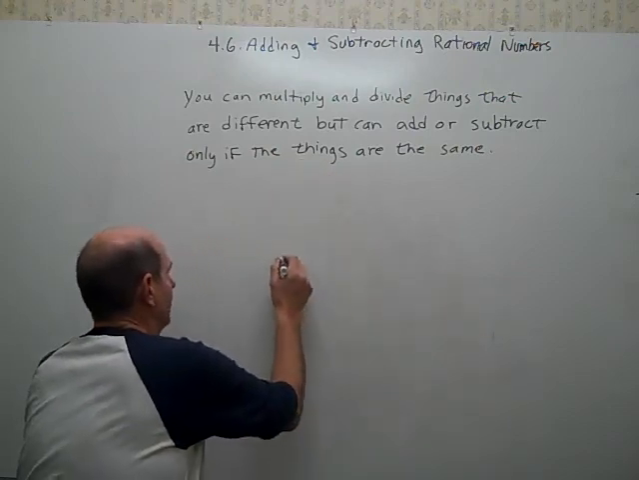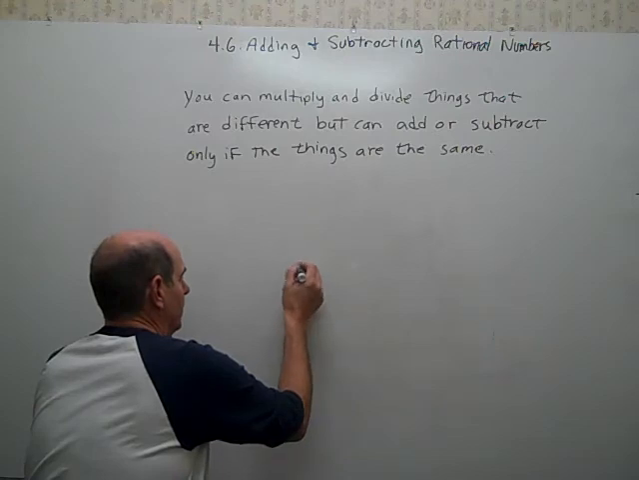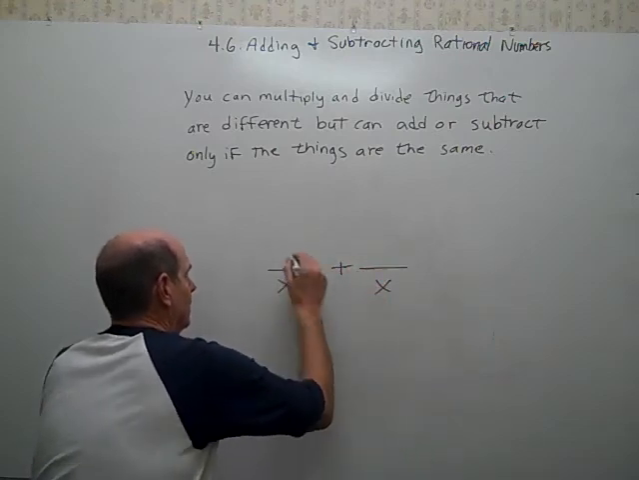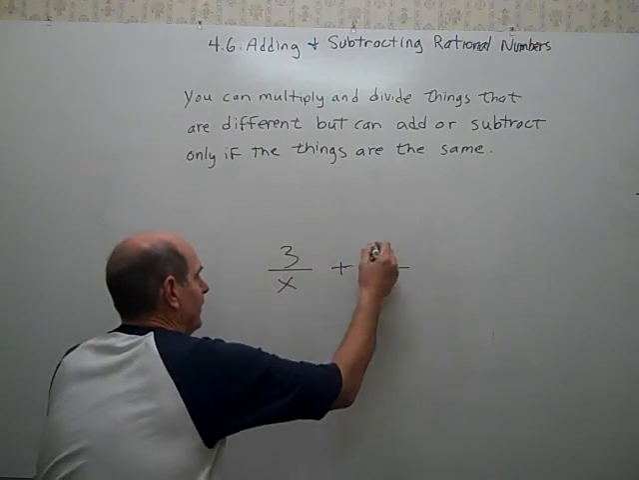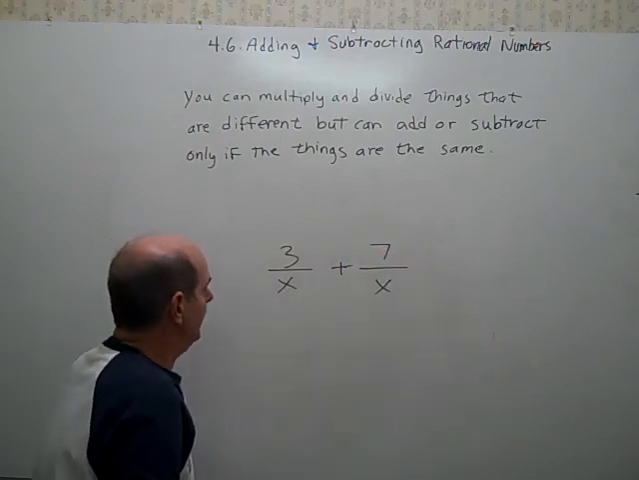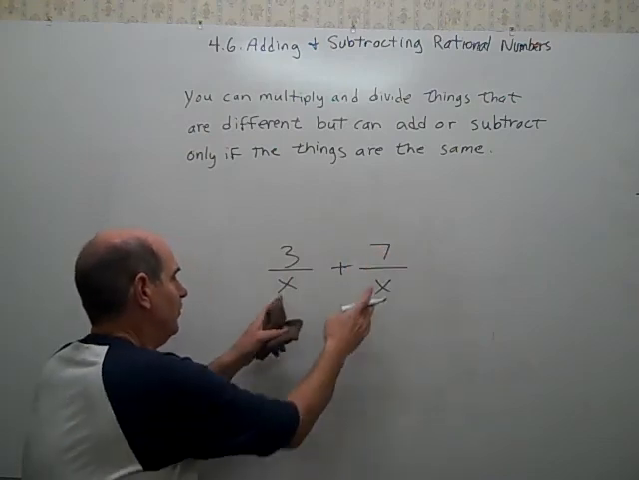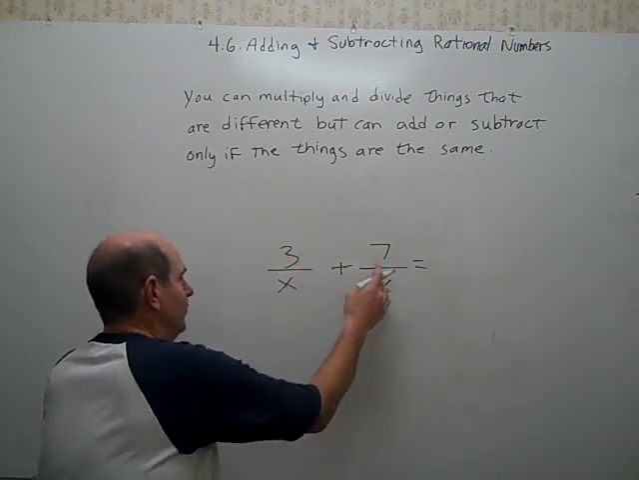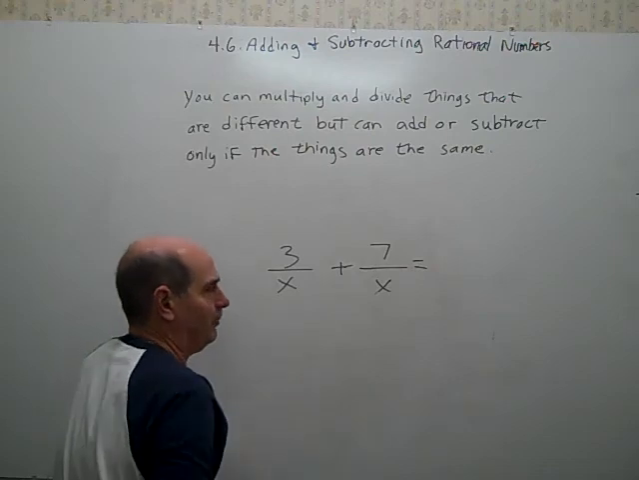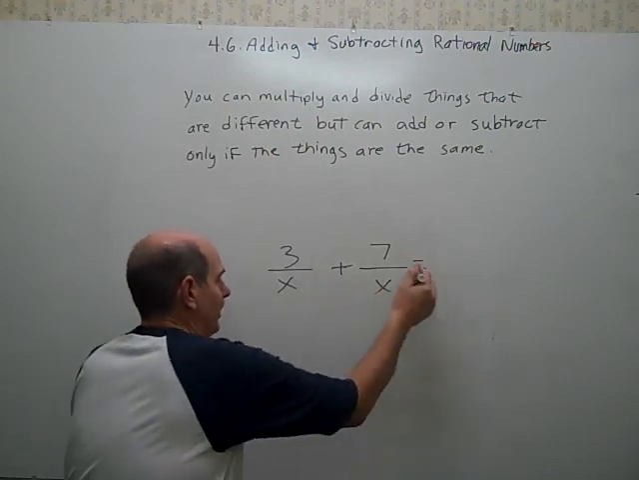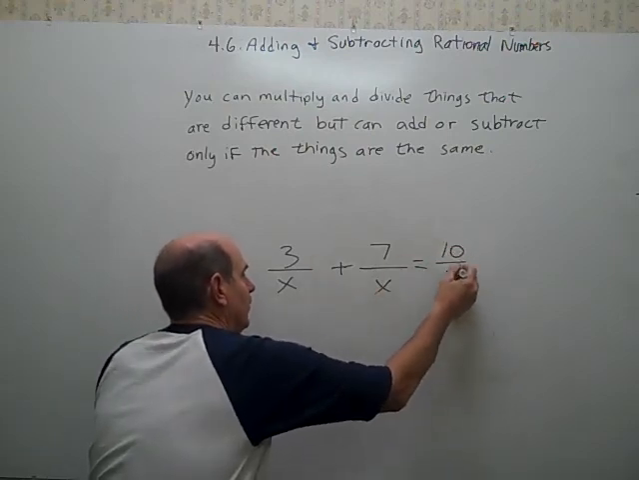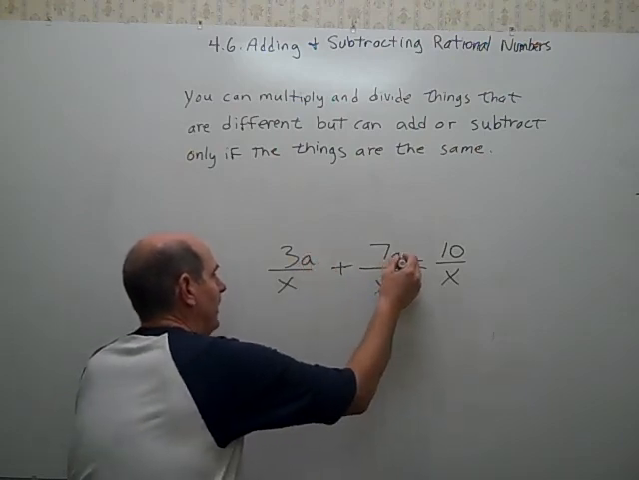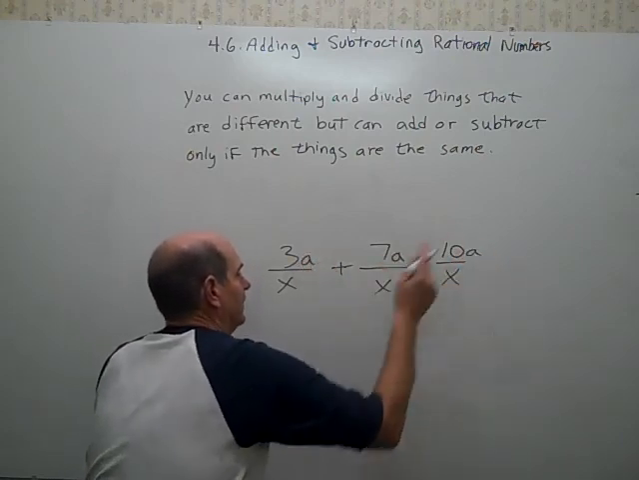So what if we have something like a denominator of x, and we have 3 and 7. 3 over x plus 7 over x. Well, these are the same denominators, so we can keep that. It's just like 3 tenths plus 7 tenths. It would be 3 plus 7 over 10. It's 3 plus 7, which is 10 over x. If it's 3a plus 7a, it's 10a.